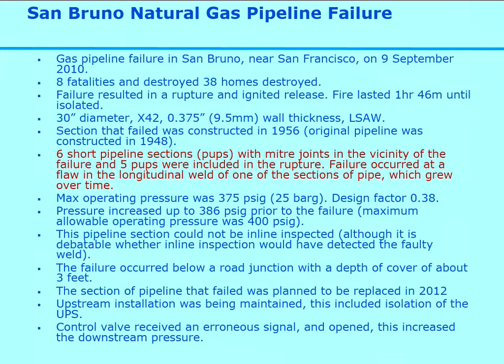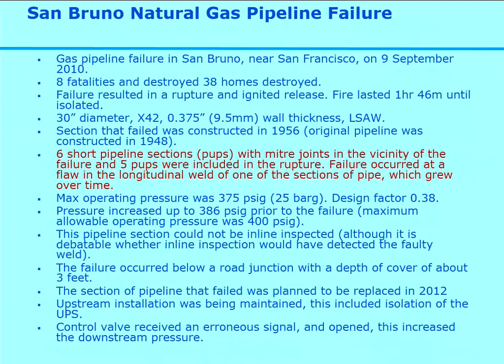And what had happened here was that the upstream installation on the pipeline was being maintained, and during the maintenance activities, the UPS system was inadvertently decommissioned, and what that meant was that the control valve received the wrong signal and immediately opened the pressure regulator up. So there was a pressure surge which occurred at the time.